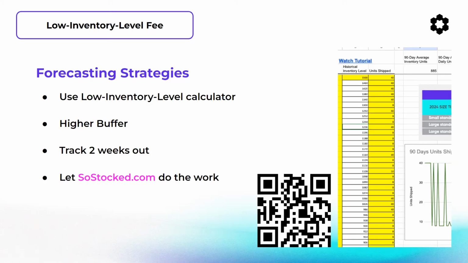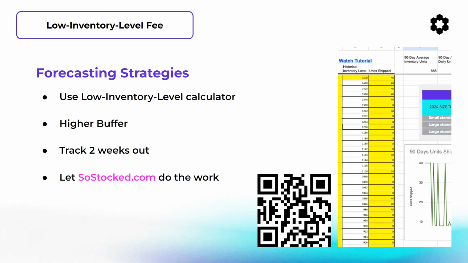On the forecasting strategies for the low inventory fee, we saw the forecasting strategies for the aged inventory and peak storage. But for the low inventory, use the calculator and plan for a higher buffer. This is where we need to live in the good range. We know already that Amazon will charge you a lot of money when you hit more than 6 months of inventory in FBA. But a good range is to have 75 to 90 days of inventory. So if you're in that range already, you're good.